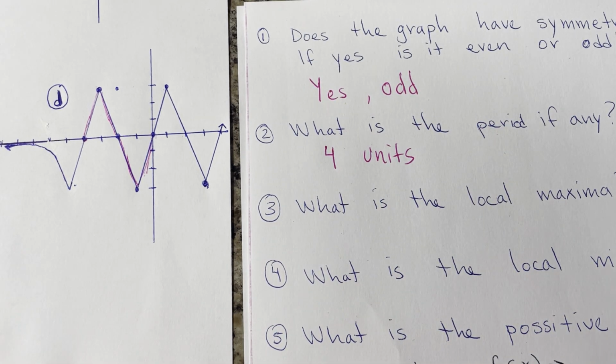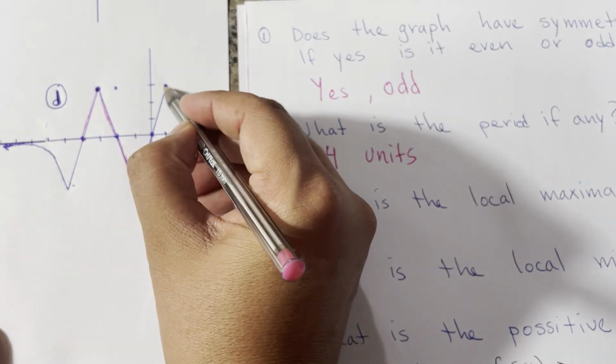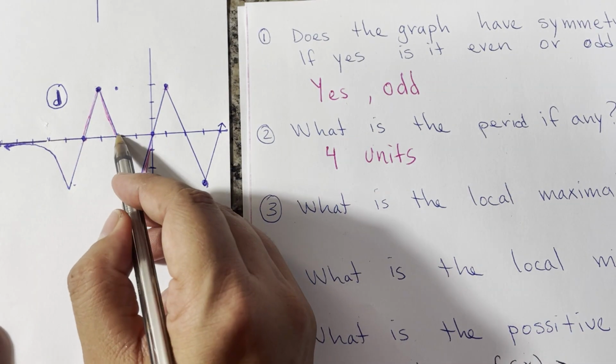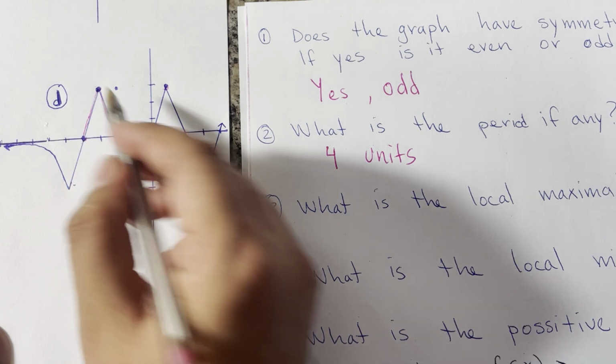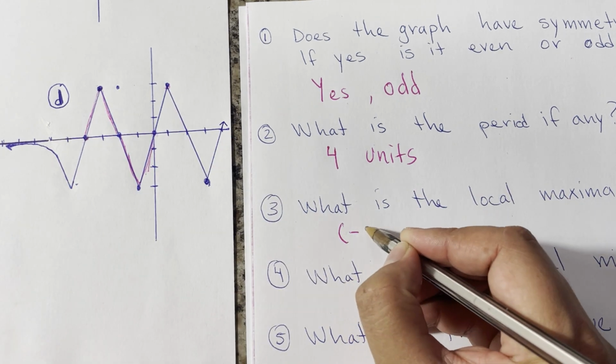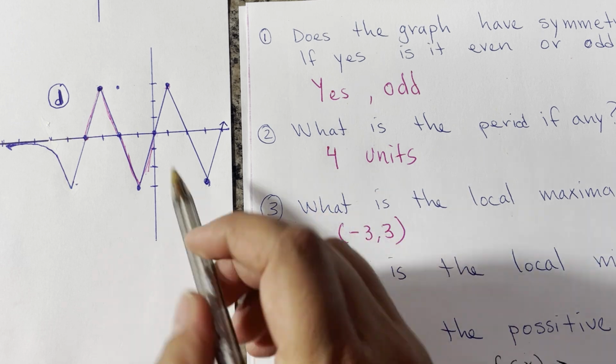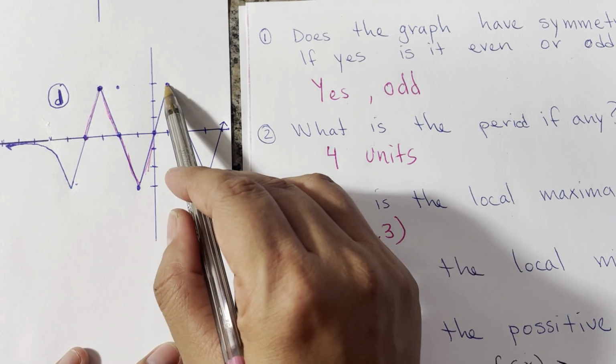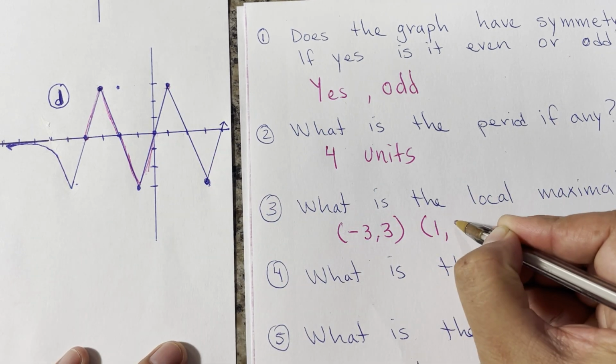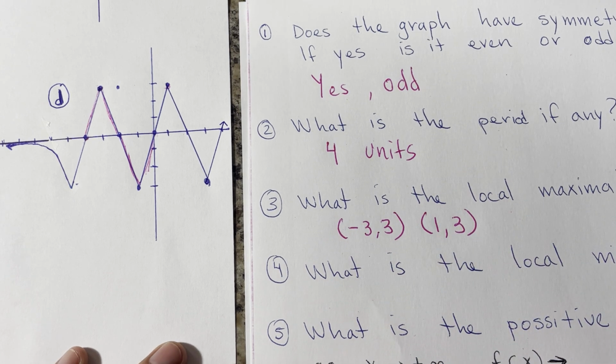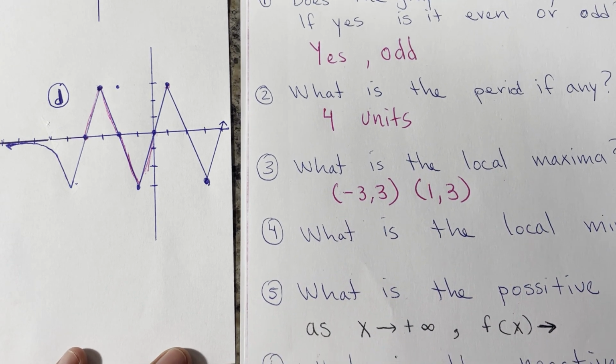What is the local maxima? So it refers to these 2 points. So it will be -1, -2, -3, +3. -3, +3. This other point is +1, +3. And those are the only 2 local maxima.